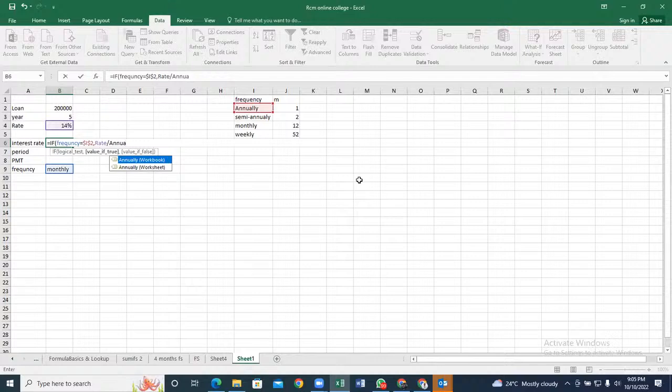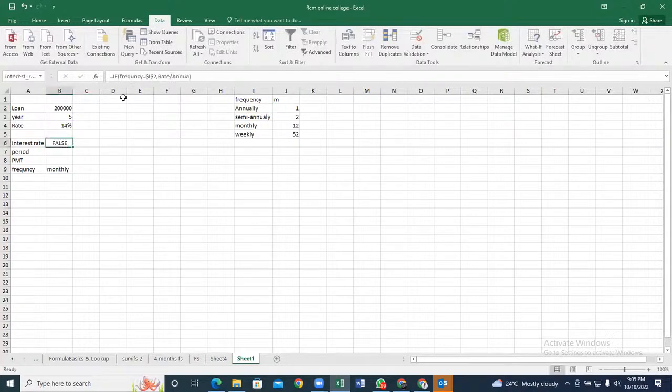The other problem is here. Let's have this first one. We are saying that if our frequency key is equal to I2, which is annually, comma, we are supposed to take annual rate, then divide by this one here. We divide by this. And see what I've displayed. I've completed that first part.